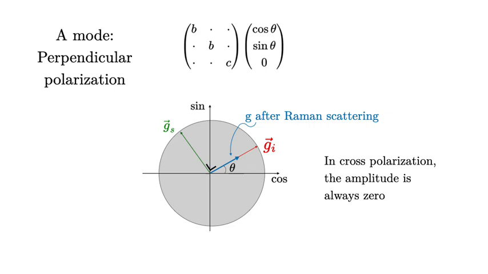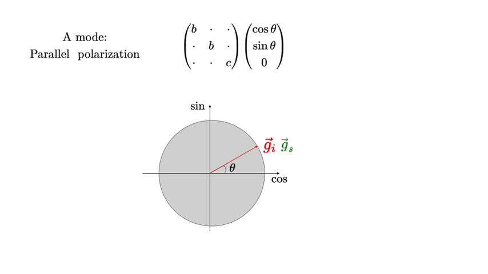Okay? Now, let's have a look in the parallel polarization. In that case, GI and GS are parallel to one another. So here I couldn't plot GS really because it's on top of GI. That's why I noted it that way. Now the Raman scattering again does not rotate the vector in this case because it's a diagonal tensor, but it rescales it. So it gives this like this.